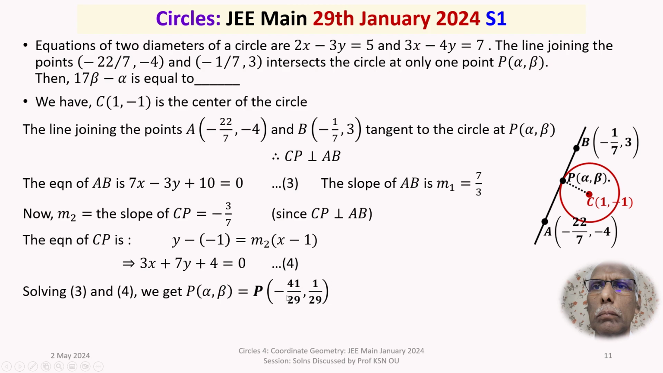Take the equation 3, take the equation 4 and solve for x and y. You will get x value is minus 41 by 29, y value will be 1 by 29. So alpha is equal to minus 41 by 29, beta is equal to 1 by 29. So alpha beta values are known, required to find the value of 17 beta minus alpha. So 17 beta minus alpha will be 17 times 1 by 29, that is 17 by 29, minus alpha, that is plus 41 by 29, that will be 17 plus 41 by 29 and that is 58 by 29, that is equal to 2. So 17 beta minus alpha is equal to 2.